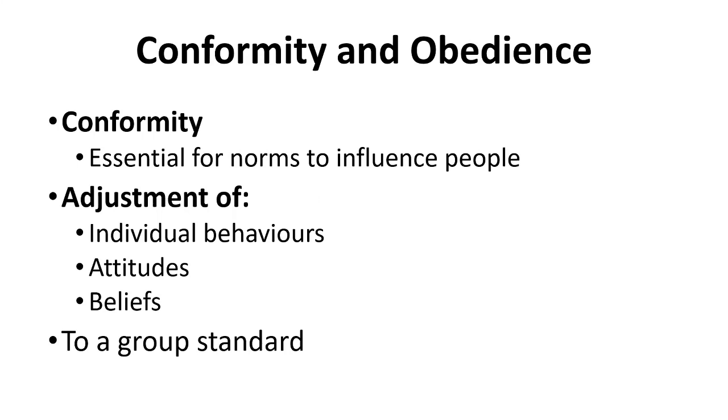In this next section, we're going to start talking about conformity and obedience. Conformity is when we adjust our individual behaviors, attitudes, and beliefs to try and meet up with a group standard. And conformity is really essential in a lot of social situations. In our previous discussion, when we started talking about norms, norms can only exist within a society if people conform to those ideas, to those norms. So all of these concepts are interrelated.